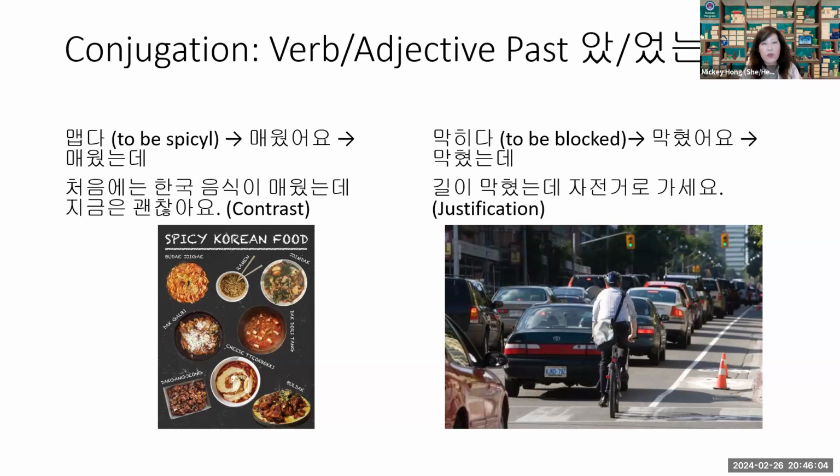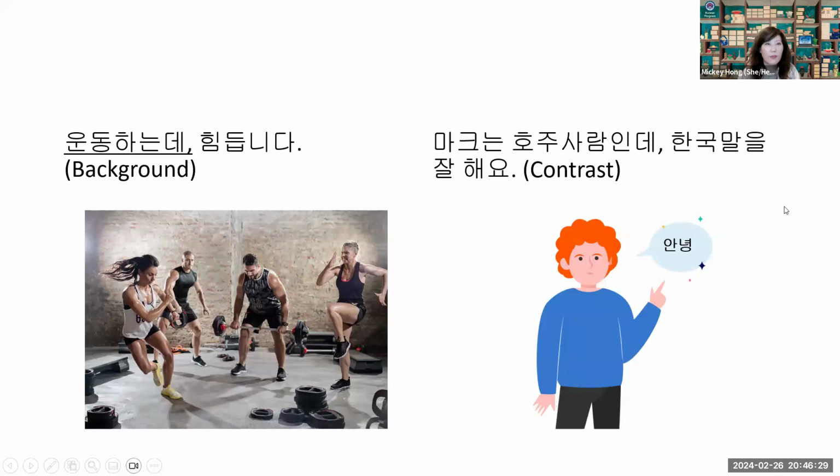길이 막혔는데 자전거로 가세요. These are to show you that, yes, this clause takes tense. Since the road is backed up, please go by bicycle. Just general background information. 운동하는데 힘듭니다. I happen to be exercising, and I find it hard, challenging. This is definitely a contrast. 마크는 호주 사람인데 한국말을 잘해요. Mark is Australian, but then, you would not expect this, but he speaks Korean well.